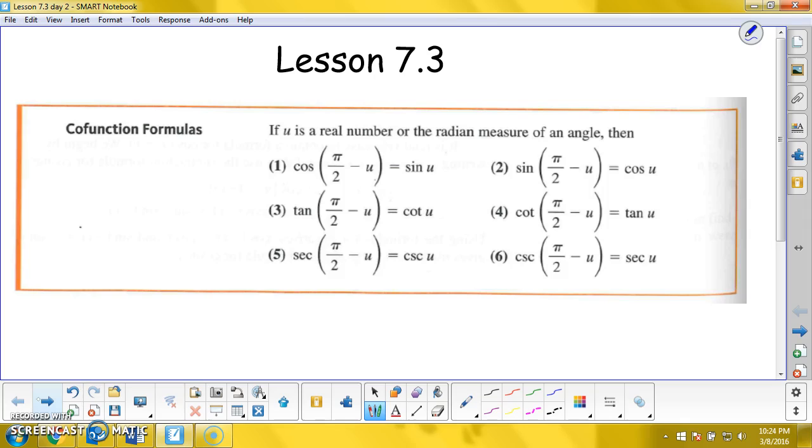These cofunction formulas are all involving half pi minus theta. On the screen you see it says half pi minus u, but I really don't like using the letter u, so instead I use the Greek symbol theta. You've got one for cosine, one for sine, one for tangent, one for cotangent, one for secant, and one for cosecant. So please jot these down on your note card.